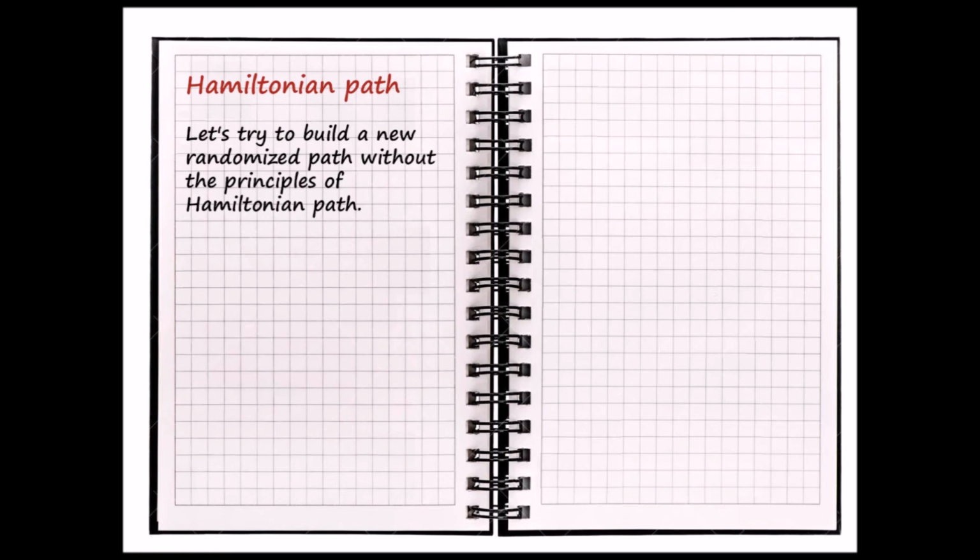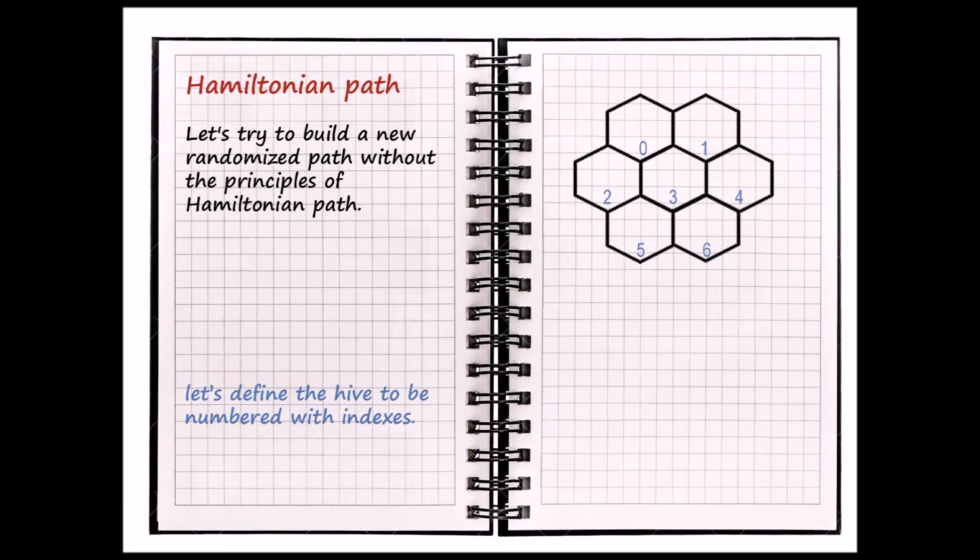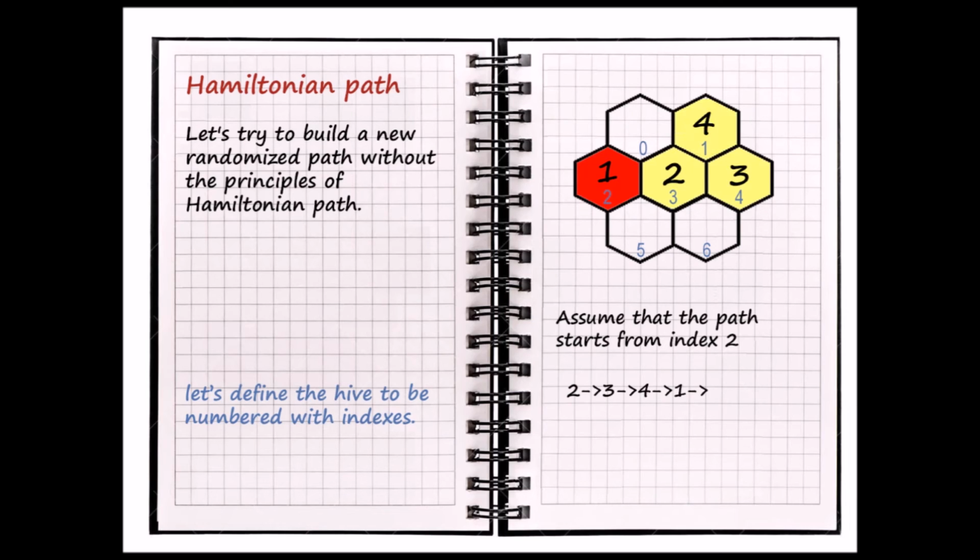Let's try to build a new randomized path without the principle of a Hamiltonian path. Let's define the hive to be numbered with indexes. Let's look at this example. Assume that the path starts from index 2. So, the path will be 2, 3, 4, 1, 0, and that's it.